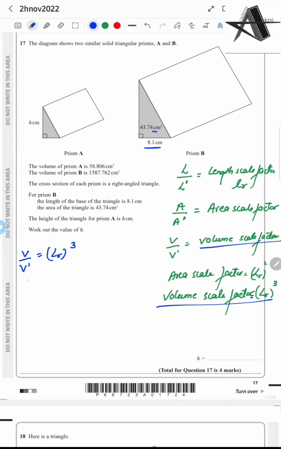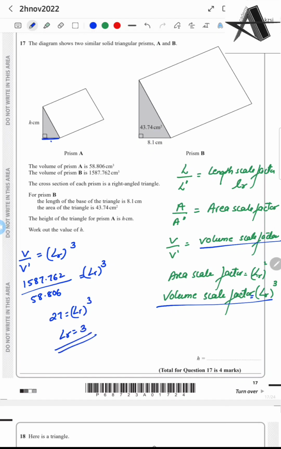Volume of the bigger one is 1587.762, smaller one is 58.806. This is equal to LR whole cubed. 27 equals LR cubed. Taking root to both the sides, LR comes out to be 3.